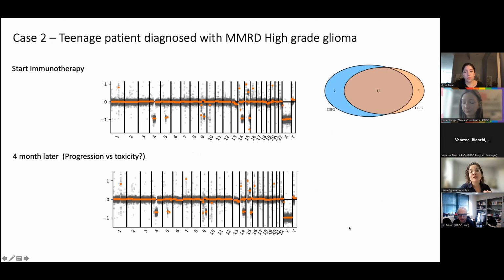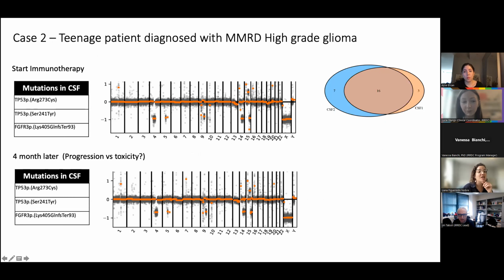Another example of a patient diagnosed with MMRD high-grade glioma, and this patient at the start of immunotherapy had mutations in FGFR3 and P53 present in the CSF, which were also present in his tumor at diagnosis, and we could also find copy number alterations in this tumor.